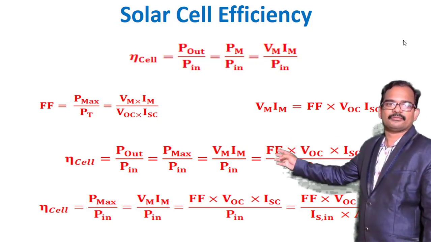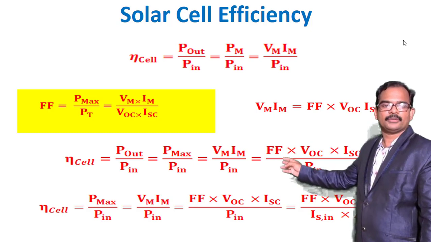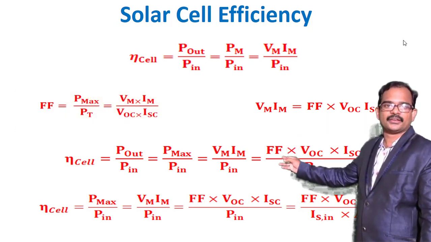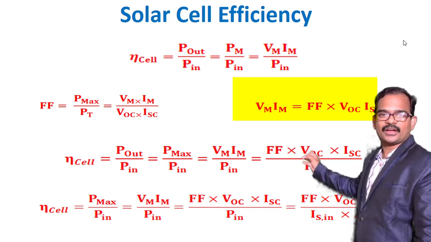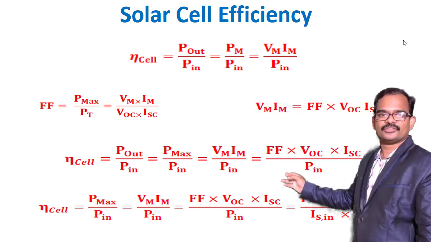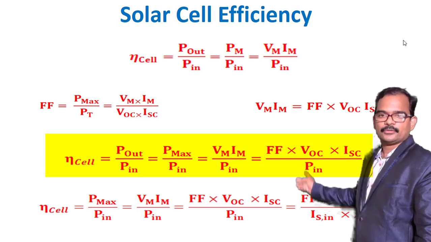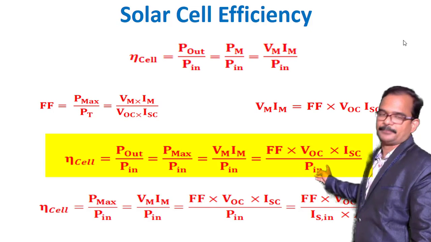What is a fill factor? Fill factor is the ratio of maximum power to the theoretical power, which will be Vm Im by VOC into ISC. And therefore, from the fill factor equation, what is Vm into Im? It is nothing but fill factor into VOC into ISC. Therefore, the efficiency of the cell is given by Vm into Im by P input. So Vm and Im can be replaced by fill factor into VOC into ISC, right?